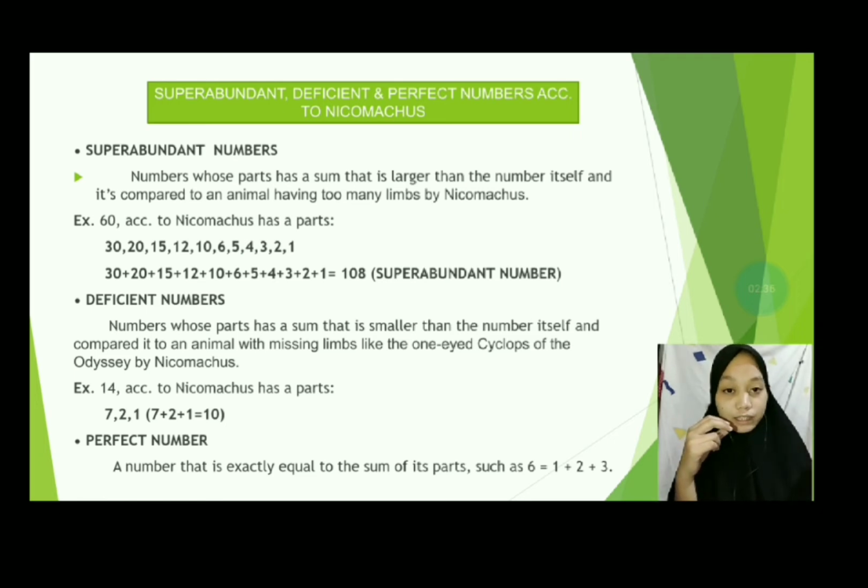So an example is 14. According to Nicomachus, 14 has parts 7, 2, and 1. So if we add these numbers, it will give us an answer of 10. So 10 is less than 14, so that is why it is called a deficient number.